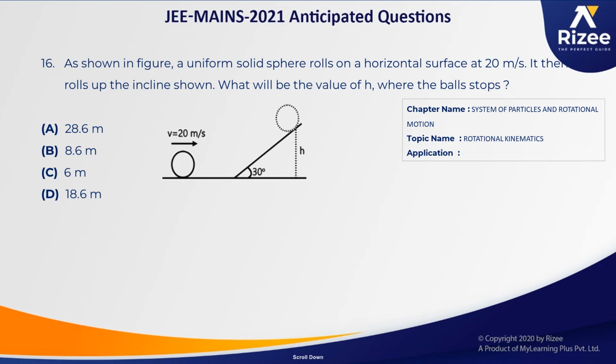Next one, coming to question number 16. As shown in the figure, a uniform solid sphere rolls on a horizontal surface at 20 meter per second. The initial velocity he has given, sir. It then rolls up the incline shown. What will be the value of h, where the ball will stop? That means its final velocity has to become 0, and moreover it is pure rolling.